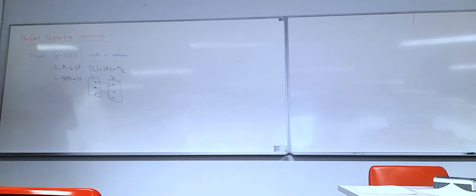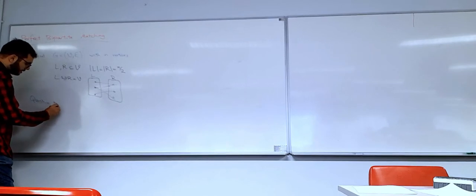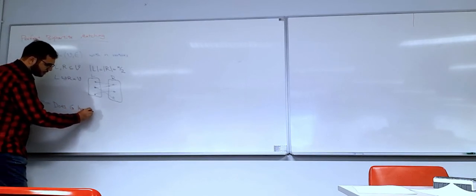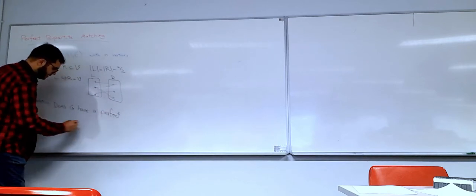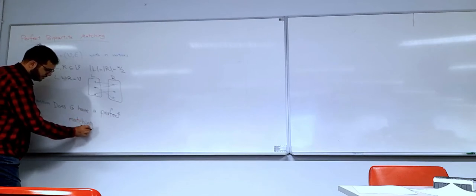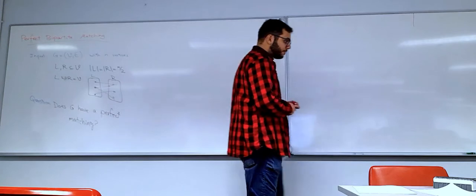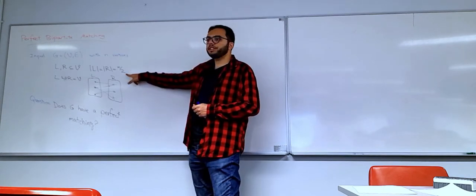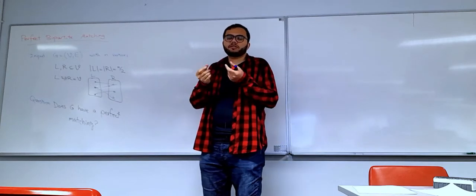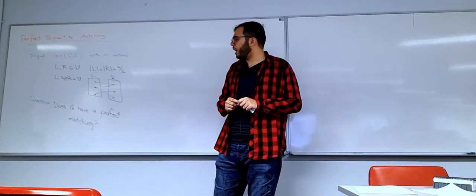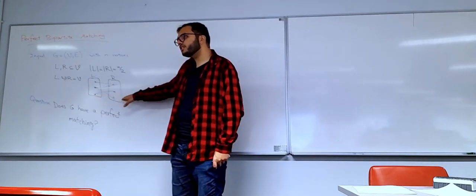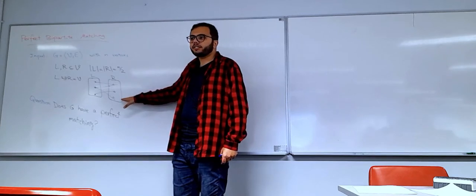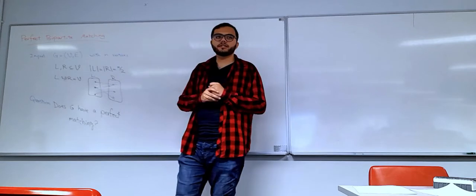Now, what is the question? The question is whether this graph has a perfect matching. So does G have a perfect matching? Okay, what is a perfect matching? A perfect matching is basically a set of n over 2 edges so that no two of them share any endpoint. So I'm just matching each one of the vertices on the left to one of the vertices on the right, and exactly one. And there is an edge between every vertex and its pair. Okay.